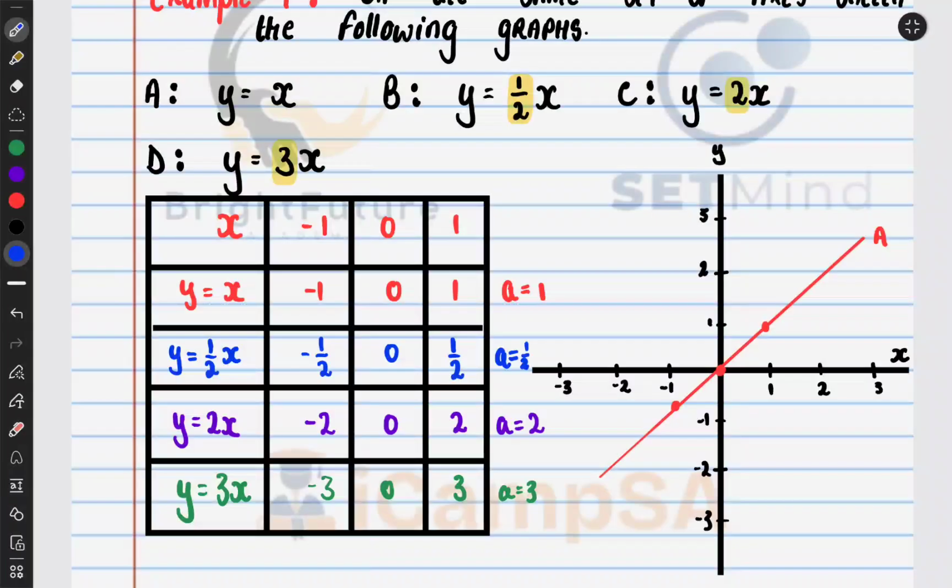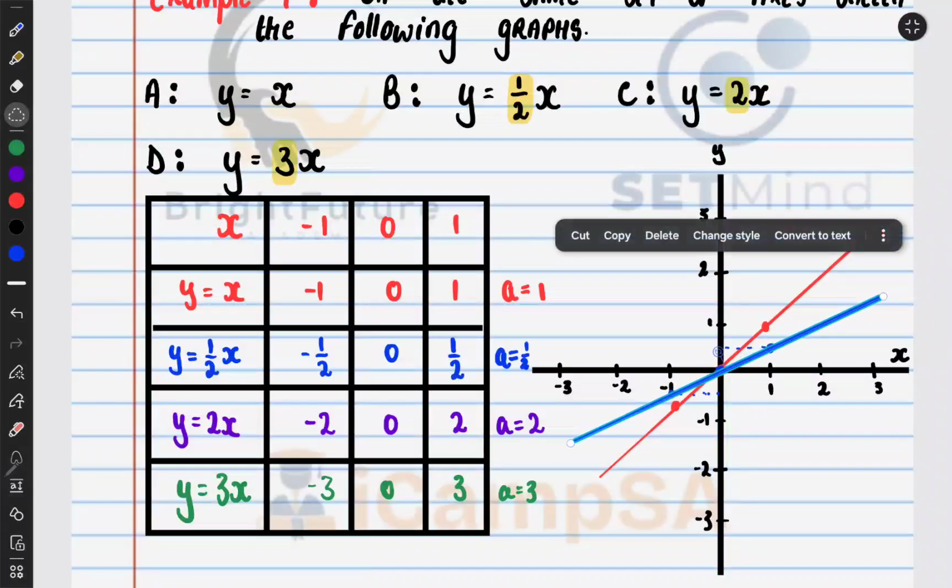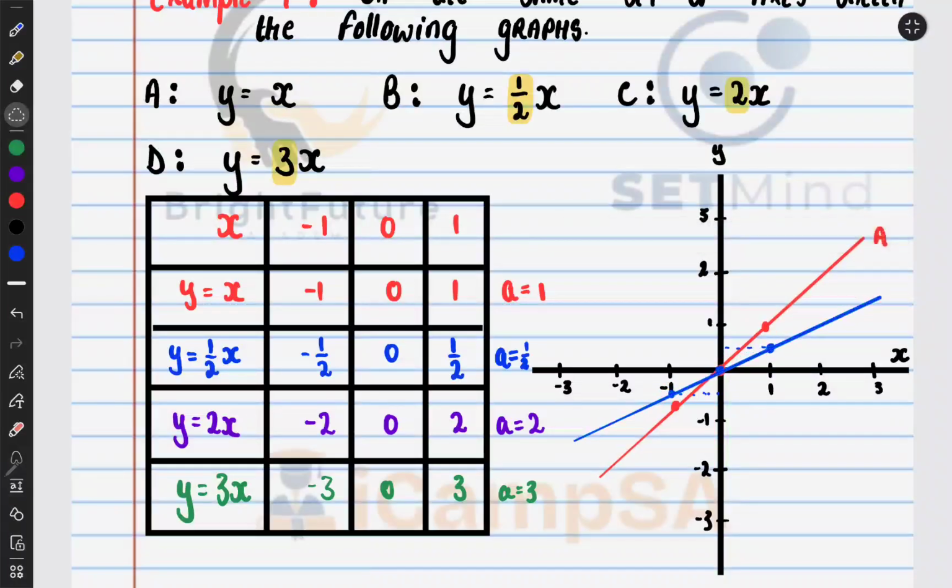So where x is equal to negative 1, y is equal to negative half. Negative half is halfway between negative 1 and 0, so it's going to be here. And then 0 and 0, that is the second coordinate. And then 1 and half will be somewhere here, so that would be half. And then next, what do we do? We join the points. Just like that, we join the points. Okay, and now you can see this is the steepness. The function has moved further away from the y-axis.